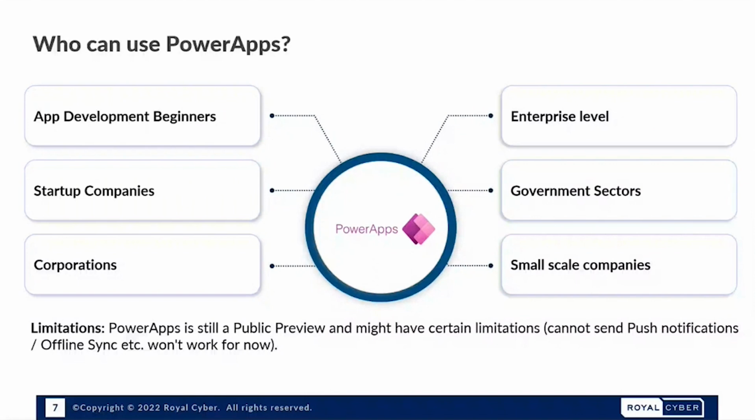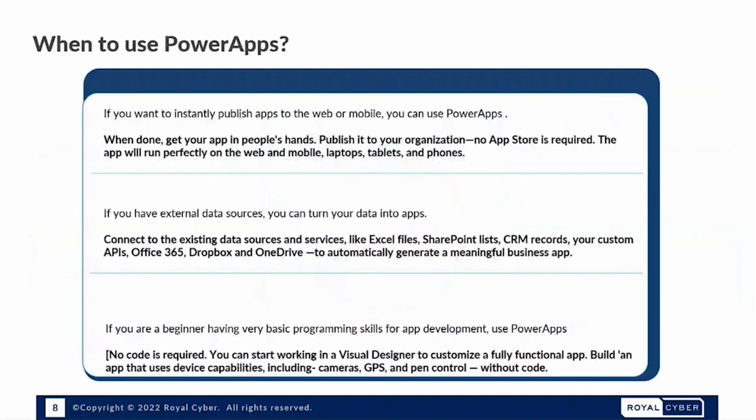So when to use Power Apps? If you have an external data source, you can bring your data into your app using Power Apps. You can connect your existing data sources such as Excel. You can share with a SharePoint list or CRM record. You can create custom APIs. You can also connect with Office 365, Dropbox, and OneDrive, and automatically generate meaningful business apps.